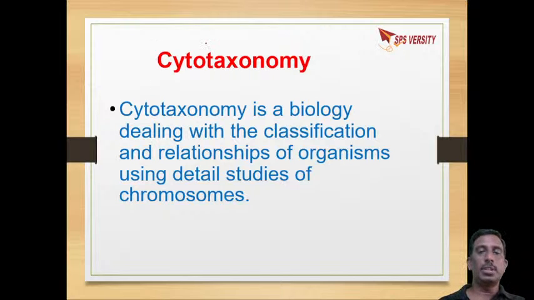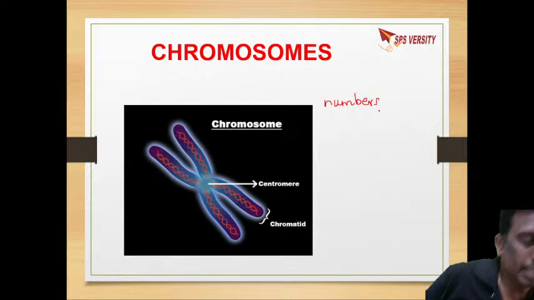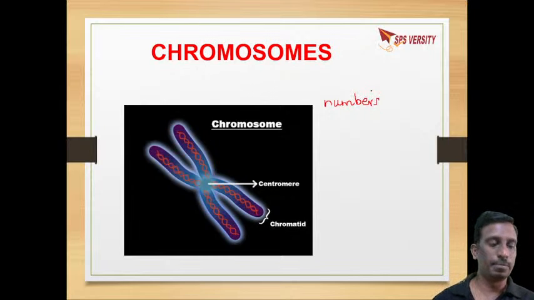Cytotaxonomy is a branch of biology dealing with the classification of organisms based on chromosomes. Every organism has chromosomes, and the chromosome number will be different from species to species. This is a chromosome structure where the number of chromosomes will not be the same in all organisms. It differs from one organism to another. As these chromosomes differ, based on this, we have cytotaxonomy.